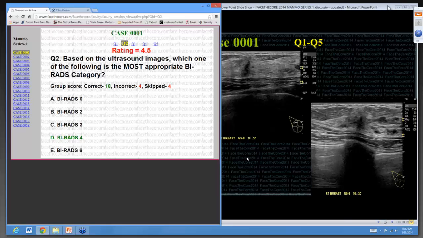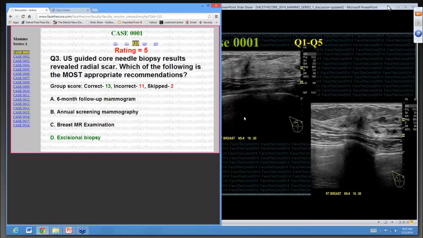So the appropriate category would be a BI-RADS 4, and that would be to biopsy it, and it could be amenable to an ultrasound-guided core needle biopsy. Question number three. Ultrasound-guided core needle biopsy results revealed radial scar. Which of the following is the most appropriate recommendation? A radial scar is considered a high-risk lesion that is associated with tubular carcinoma. There's a consensus that radial scar on core needle biopsy mandates excisional biopsy.